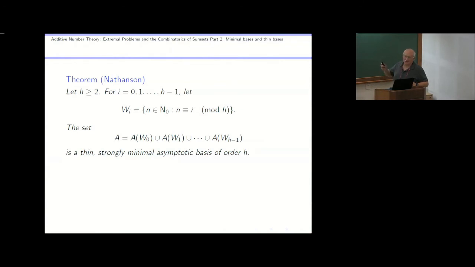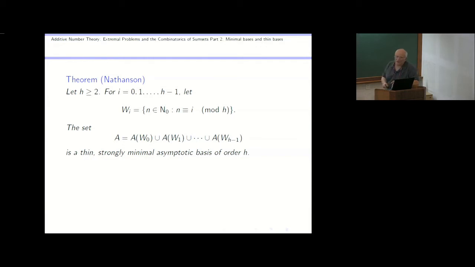So the upshot of all this, right? I mean, details are available for whoever likes to see them. But if you take the simplest case where you partition the integers into congruence classes mod h, and you look at this set A, so this is the set of all numbers that are sums of powers of 2 where the powers are all 0 mod h. And here are sums of powers of 2 that are all 1 mod h and so forth. This is thin and strongly minimal.